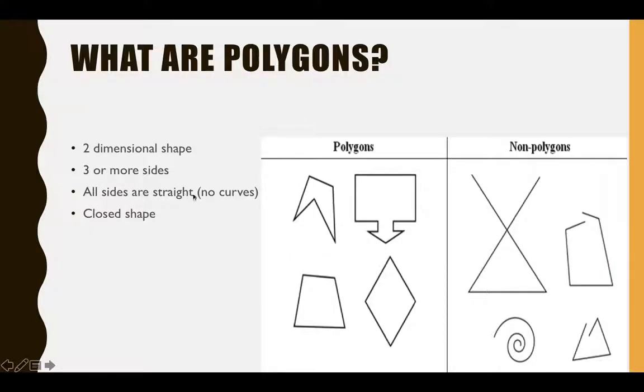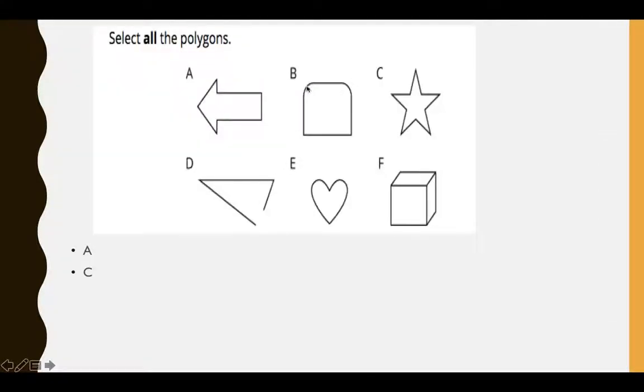All sides are straight, no curves. I don't know if I follow this mouse. These are not straight sides. They're a little curved. So B is not a polygon. Even though it was 2-dimensional, had at least 3 sides, and it's also a closed shape, meaning something else could not enter into this box if it wanted to, it has curved sides, so it is not a polygon.